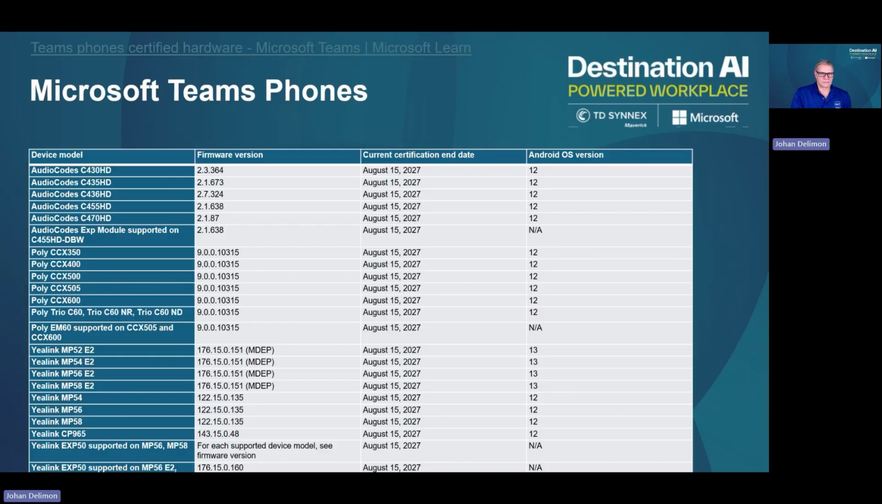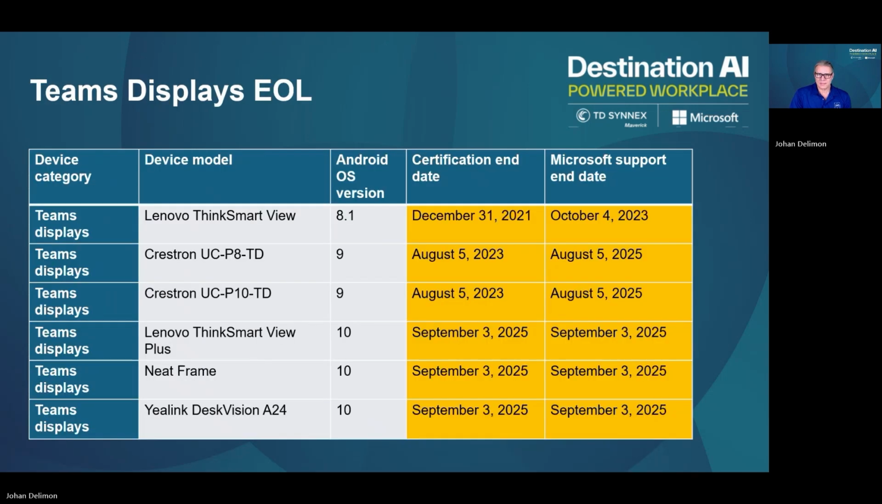I just included this for completeness because we also have to look at the phones. If you see the phones here, the lowest Android version is 12, I can see here, so they are supported for a while. And then the Teams displays end of life, but I already mentioned this. None of the Teams displays are still supported. They are basically gone and you cannot use them anymore.